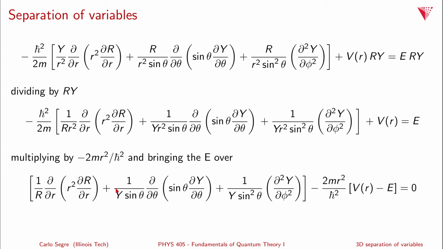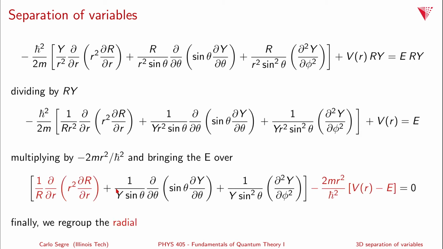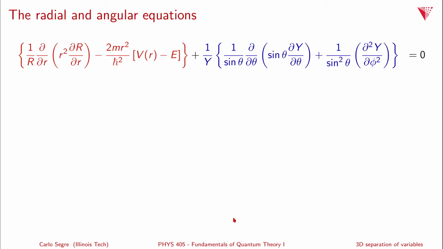Now, we can group these into two separate terms. One term is the terms in red here, which have all the radial dependences. And the other term is the angular dependence part, which is all the terms in blue. And so we've now successfully separated this equation. We now have two terms.